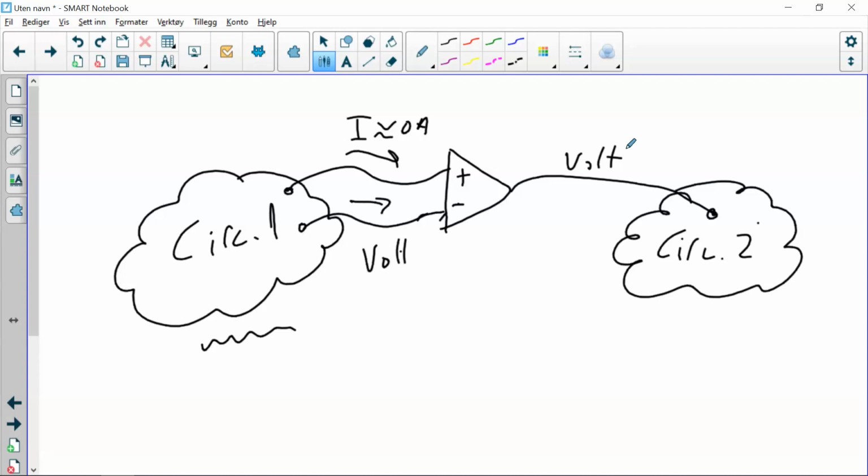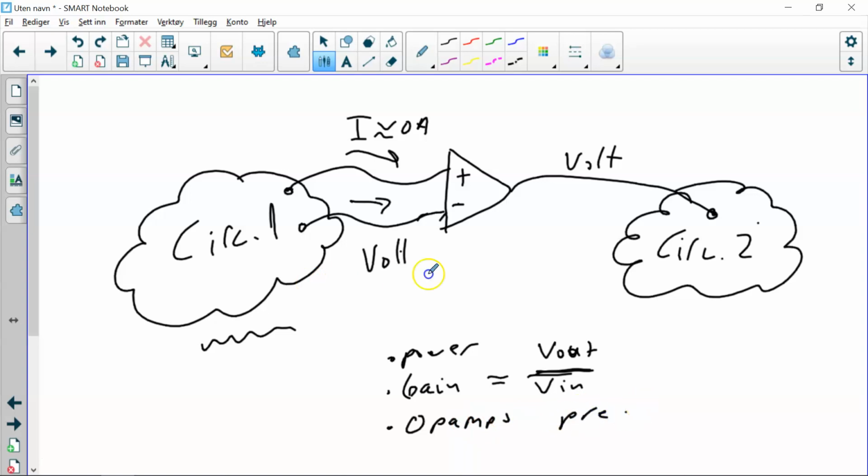So to sum it all up, amplifiers need power. They have gain, and that is the proportion V out over V in. So how much do they give out compared to what they took in? You also have so-called op-amps, which are pre-made amplifiers. The only thing we have to do is to connect a few components to the pre-made op-amp to build a full amplifier, and that is what we will go through in the next film.